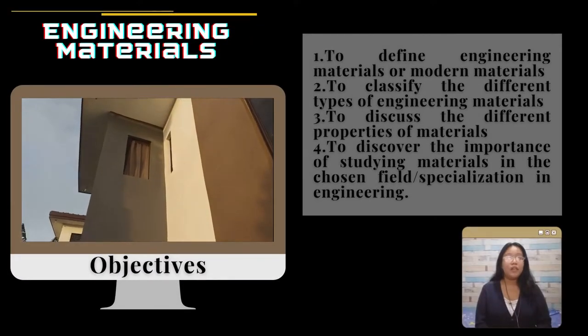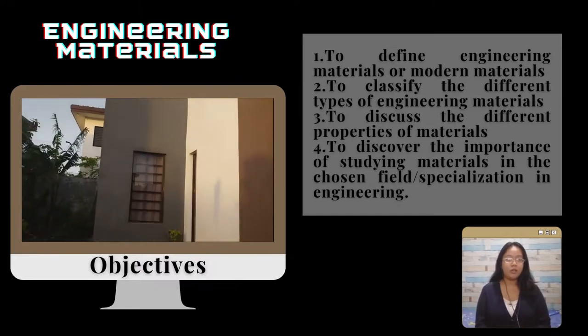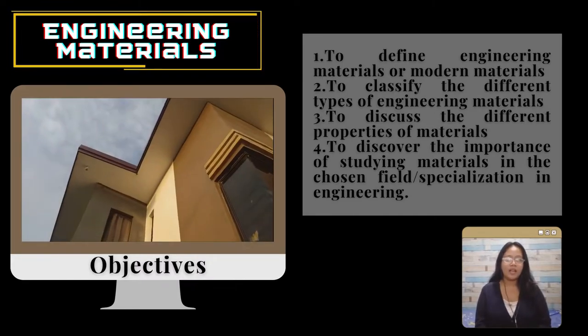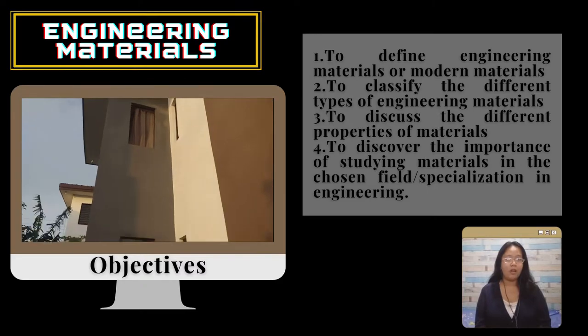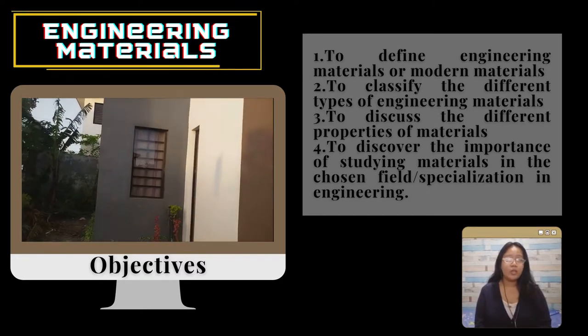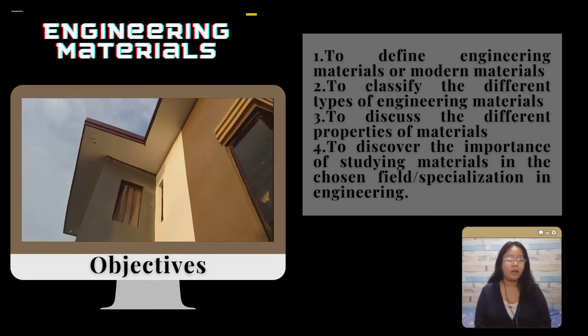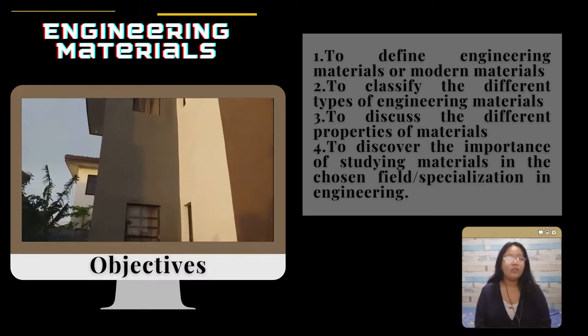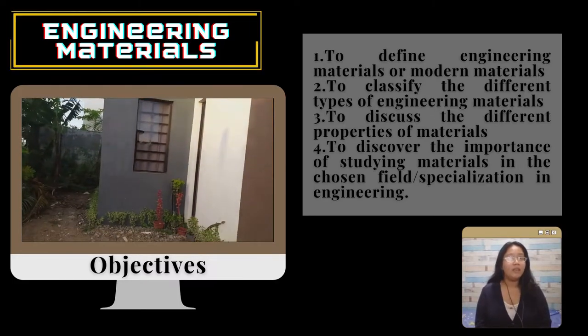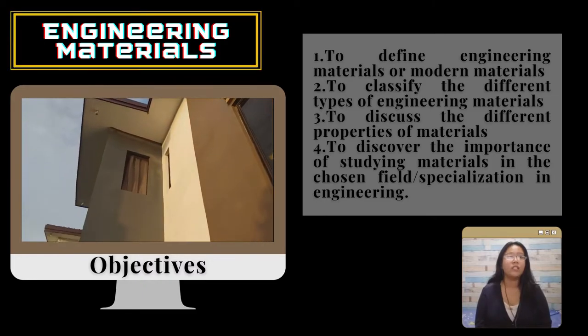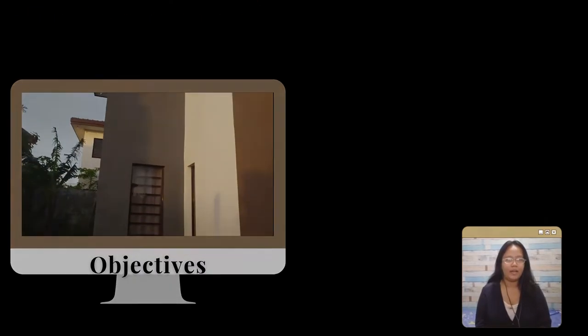Objectives. First, to define engineering materials or modern materials. Second, to classify the different types of materials. Third, to discuss the different properties of materials. And lastly, to discover the importance of studying materials in the chosen field or specialization in engineering.